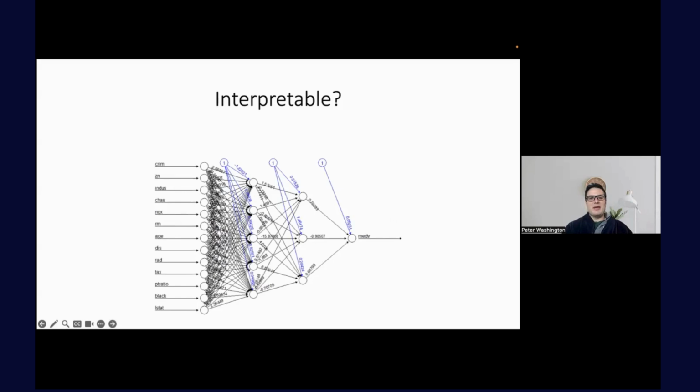Do people think that neural networks are interpretable? So here's an example of a small neural network, not even deep learning.